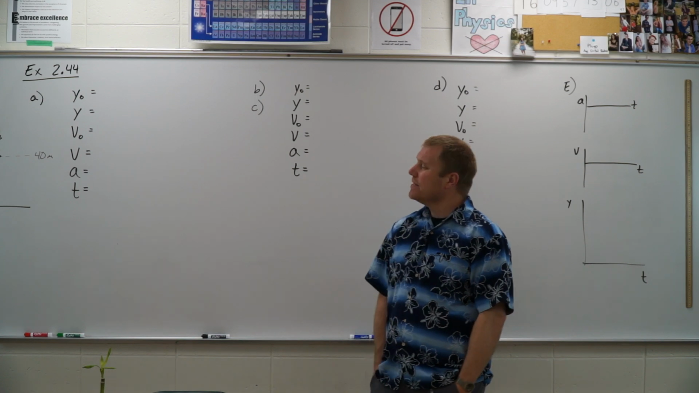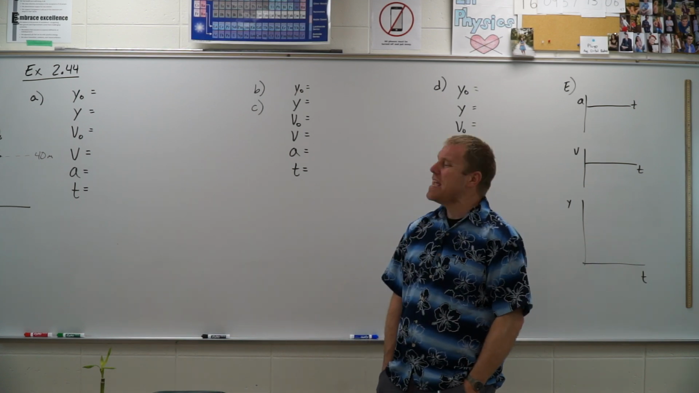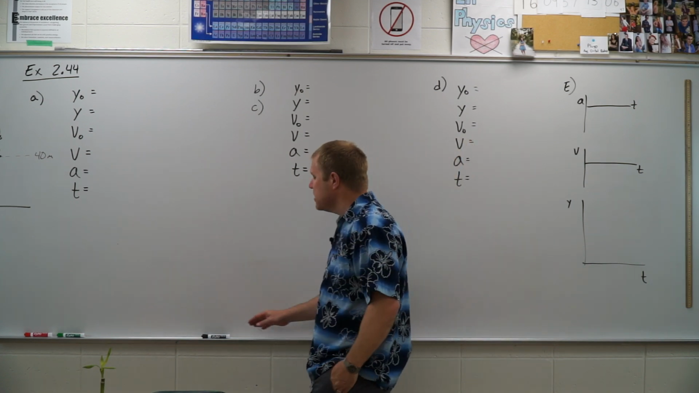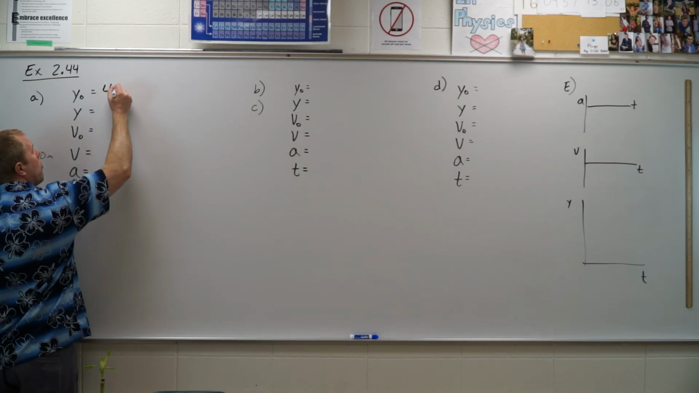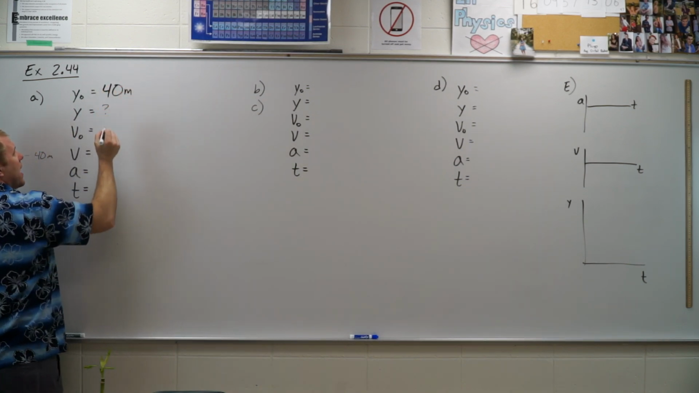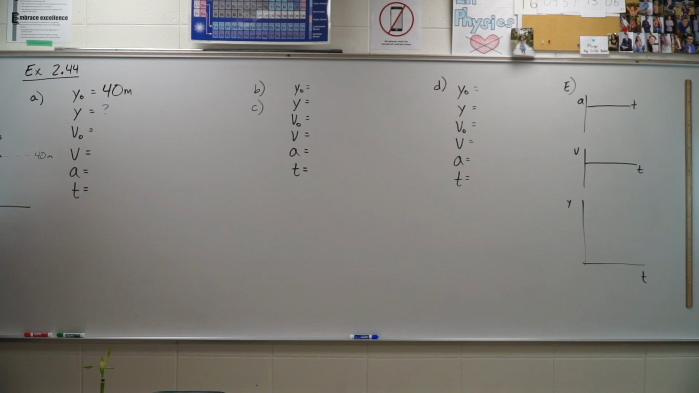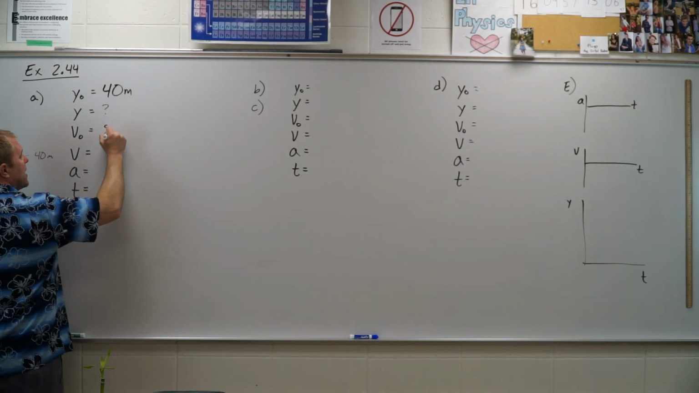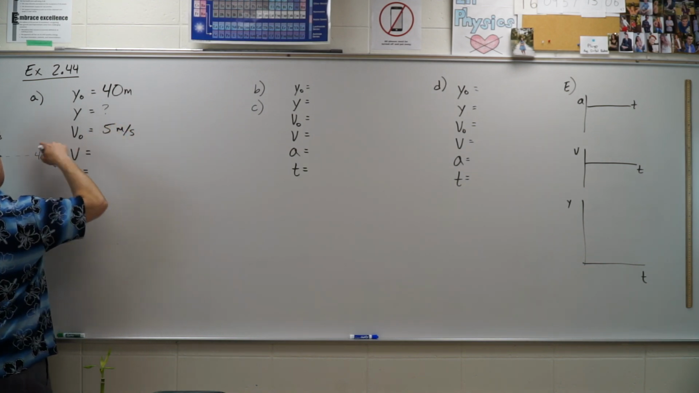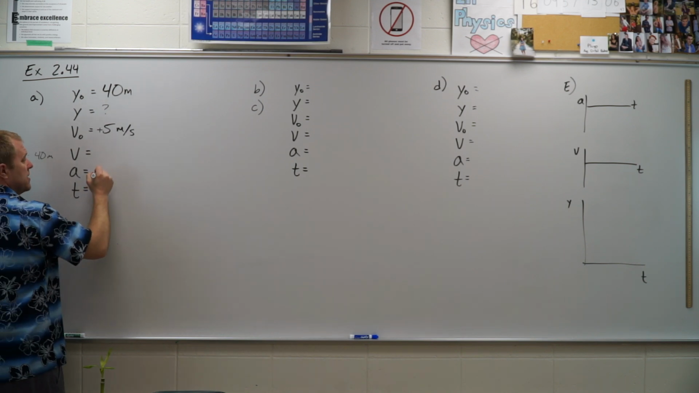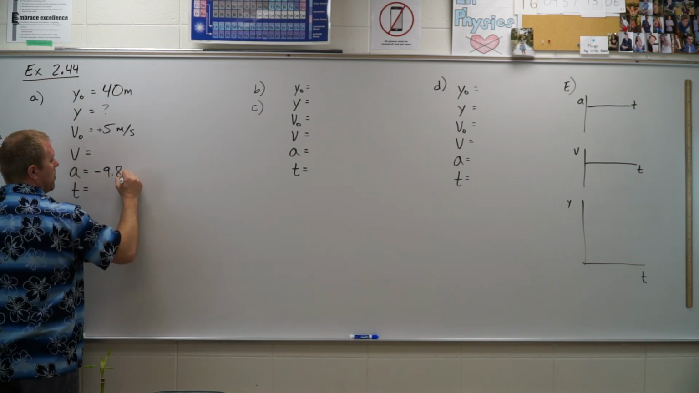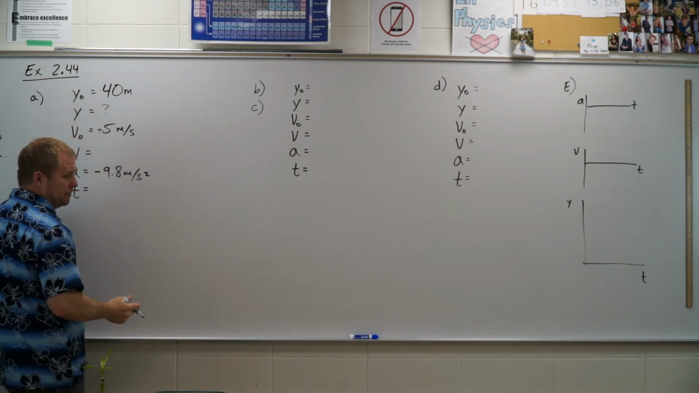Okay, so we want to find what is the speed and what is the position. We know that initially the sandbag is 40 meters high, and we want to find that position. We know the initial velocity is 5 meters per second, and because it was up, I'm going to make that positive. The acceleration, it's in free fall, so negative 9.8 meters per second squared.